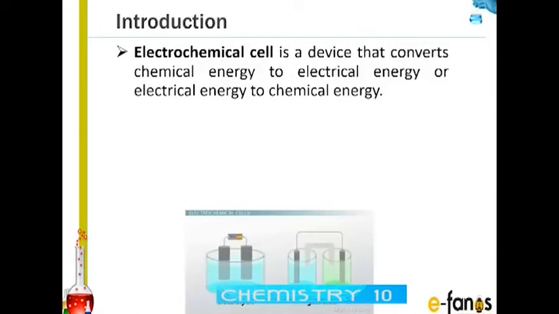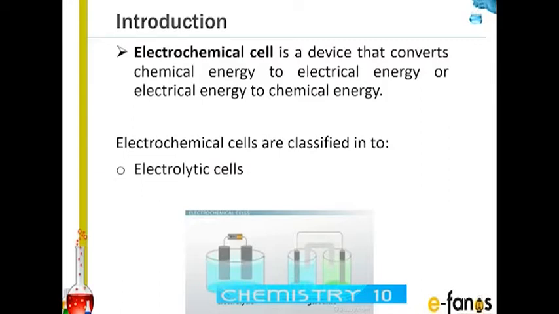Based on this core concept of interconvertibility of chemical energy to electrical energy, we can look at the electrochemical cell, which is a device that converts chemical energy to electrical energy, or the inverse of electrical energy to chemical energy. Electrochemical cells are classified into two categories: electrolytic cells or galvanic or voltaic cells.